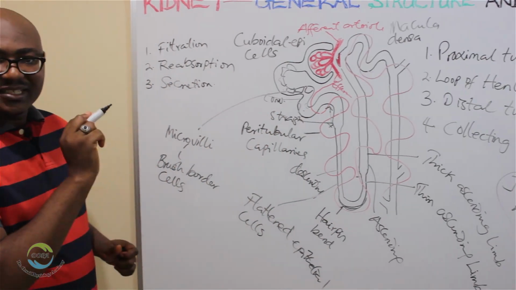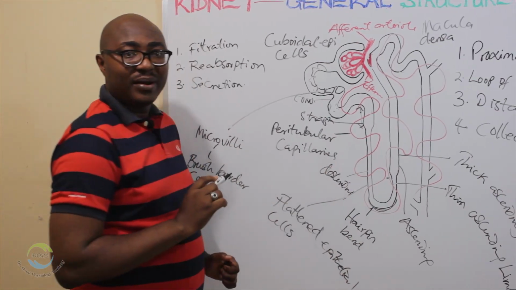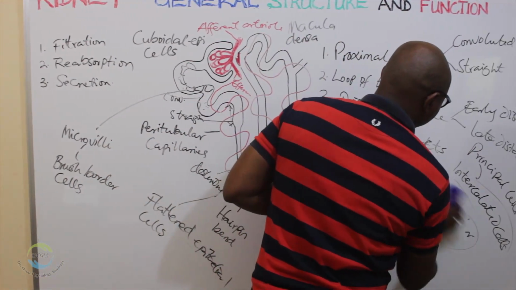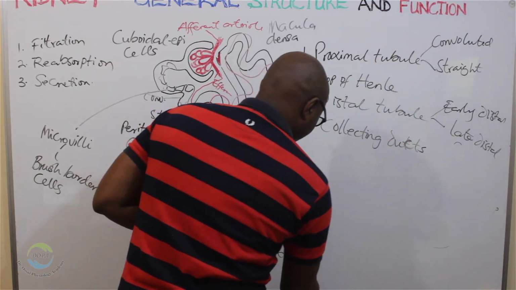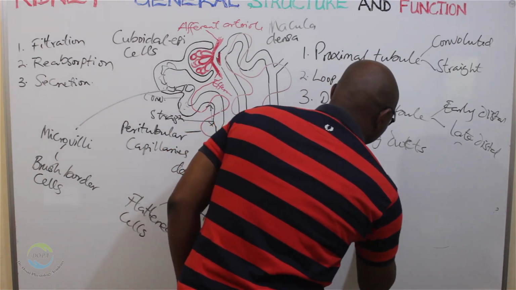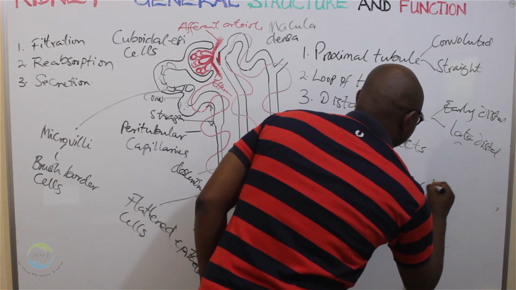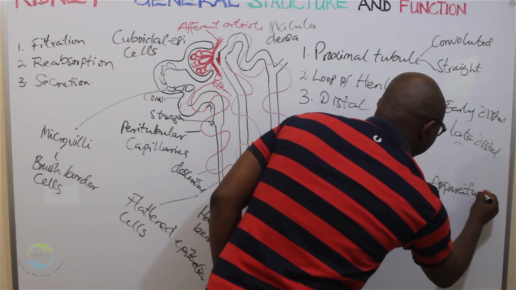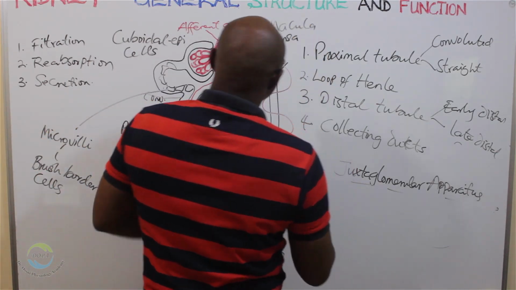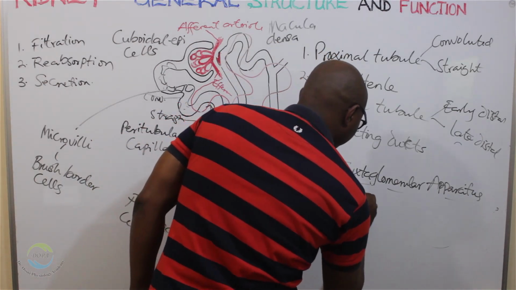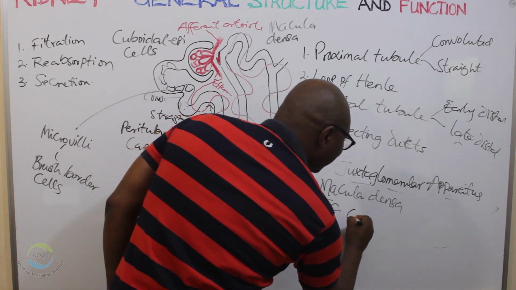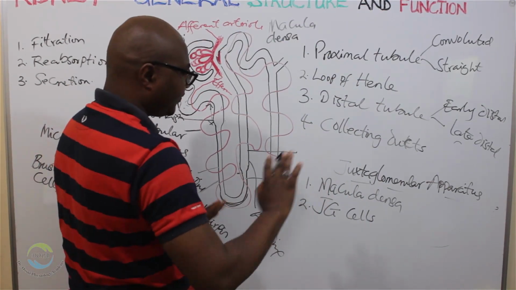So next, before we round up, we'll deal with the juxtaglomerular apparatus. It's very important for us to know. This juxtaglomerular apparatus is made up of 3 parts. Number 1 is the macula densa that we have mentioned, special cells. Then 2, we have juxtaglomerular cells. Straightforward, juxtaglomerular cells.